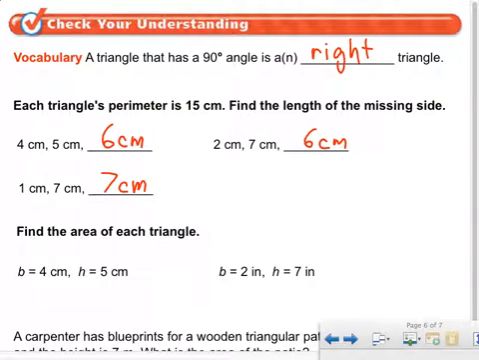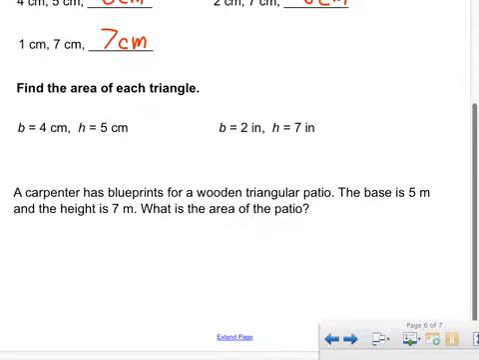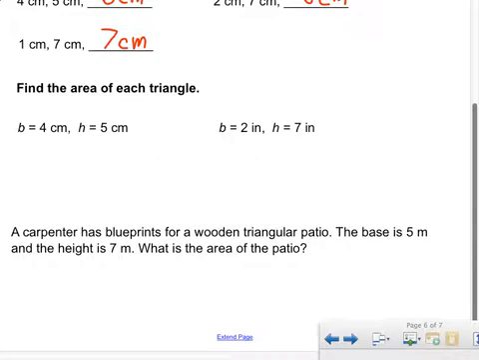Okay, so now, if you notice for this next set of problems, they're not giving you a picture, right? They're telling you the base and the height, and they want you to find the area of the triangle. Sometimes they might give you a picture, sometimes they might not. But we still need to be able to calculate the area if we don't have all the information in picture form. So remember, area is equal to the base times the height divided by 2.